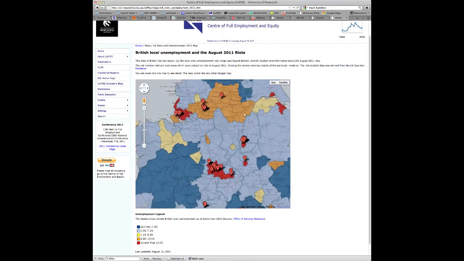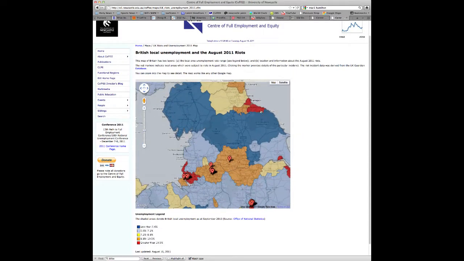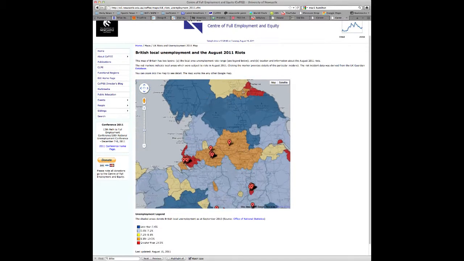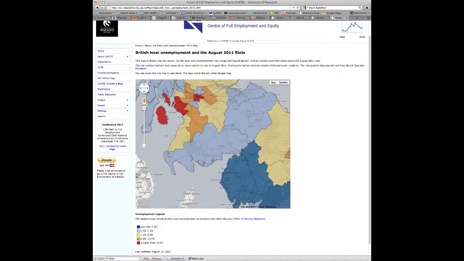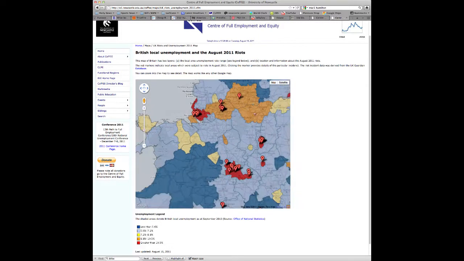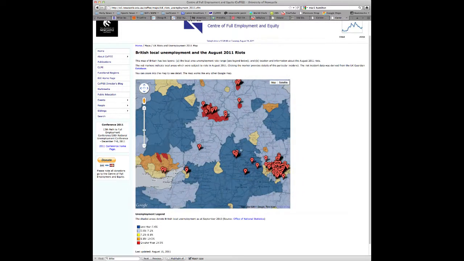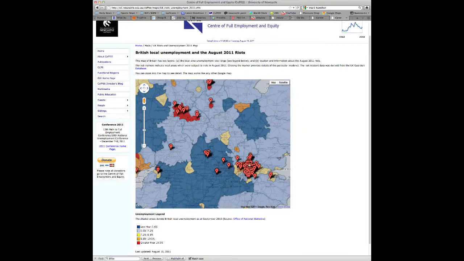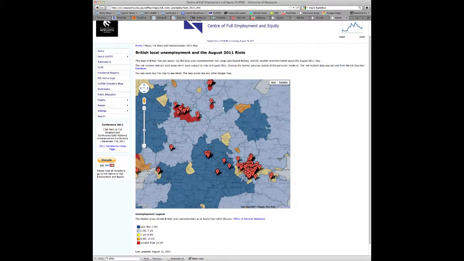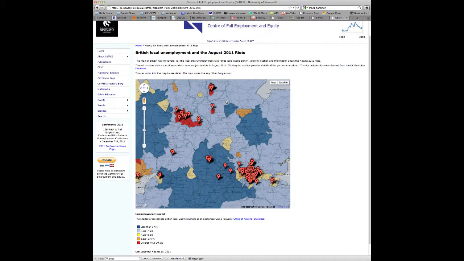Clearly there are some exceptions around Grimsby and Hull, the Hull area, around Hartlepool and Middlesbrough around that area. No incidents north, in Scotland, with very high unemployment. But by and large, the correlation between areas of riots, this concentration here, and this concentration here, and this concentration here, relate to the fact that these areas are also very high unemployment rate areas.